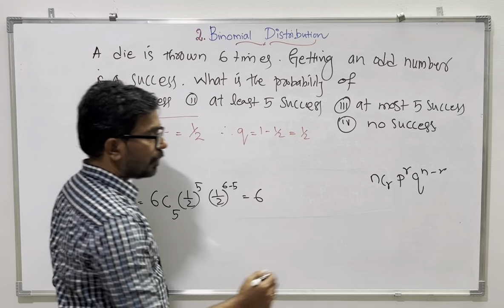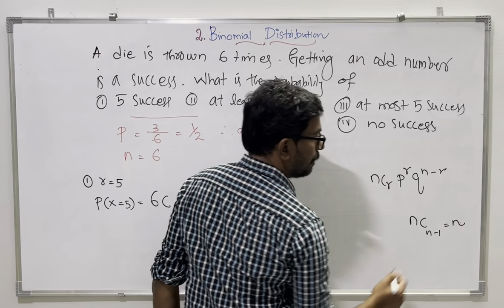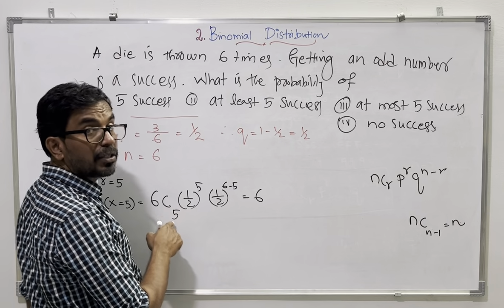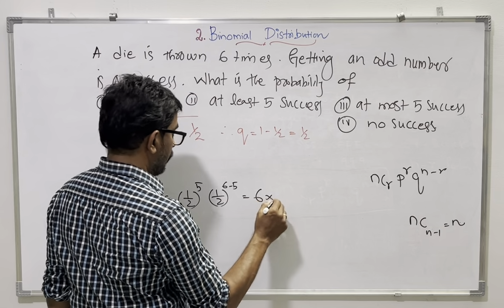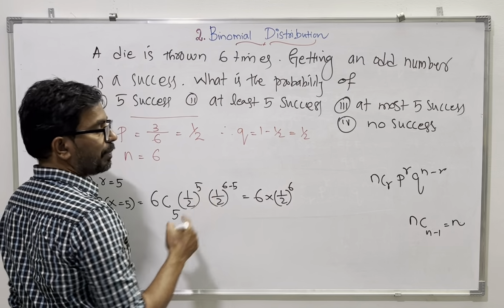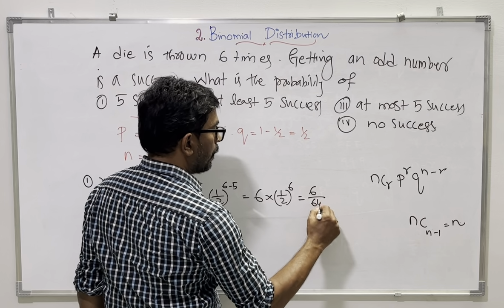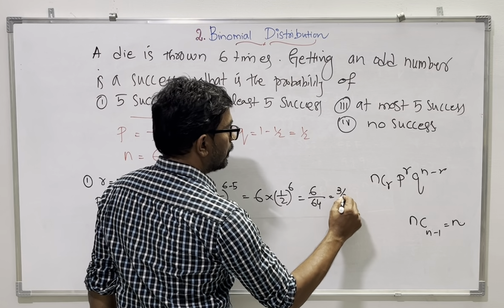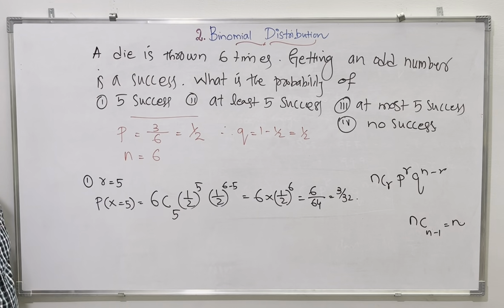It is 6. Remember, nC(n minus 1) is n. Therefore for 6C5, if consecutive numbers come, the bigger one will be the answer. So 6 into 1 by 2 to the power 5 plus 1, that is 6. So this will become 6 by 64, or 3 by 32. So the first question is over.